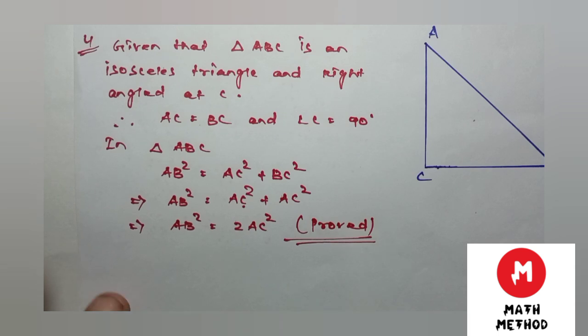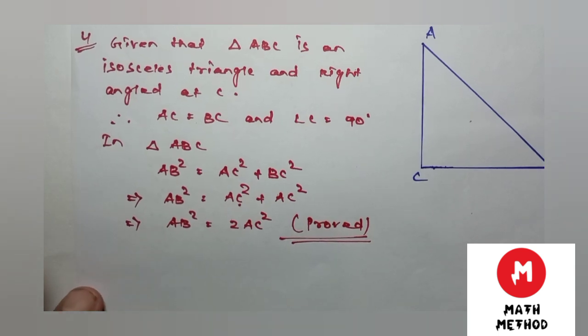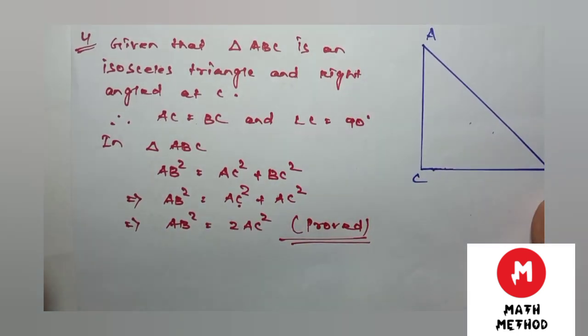This is a very short type answer. The question which has been solved by only 2 to 3 lines. So you have to write clearly and precisely. Here AB is our hypotenuse and AC is equal to BC.